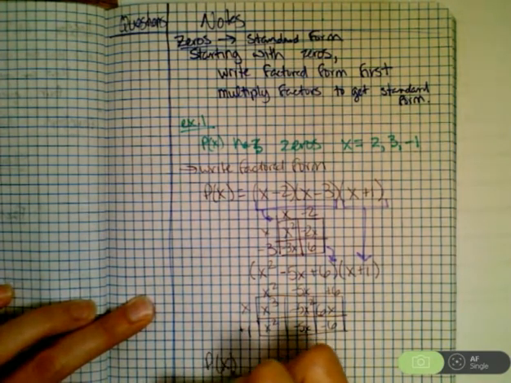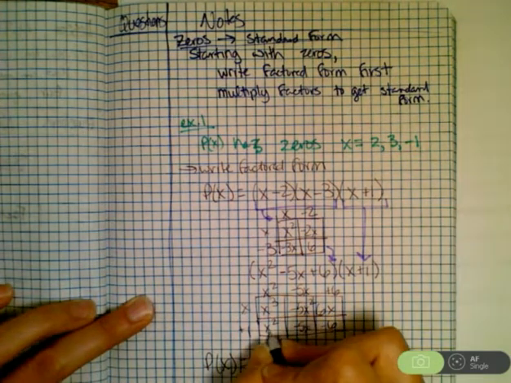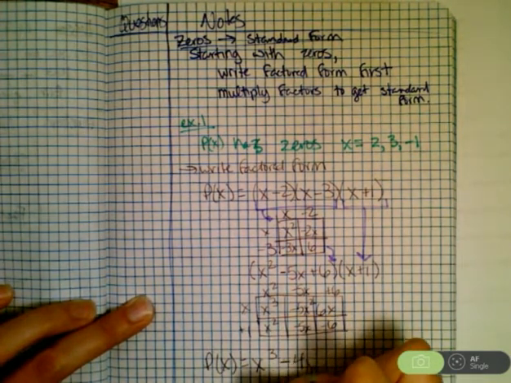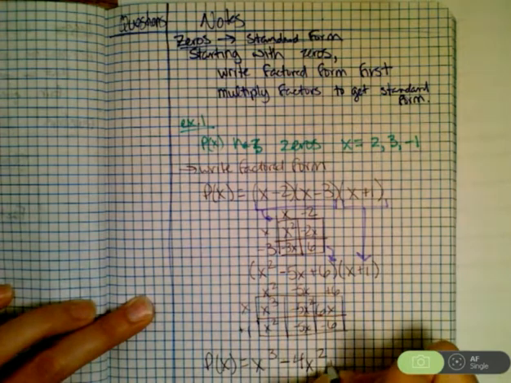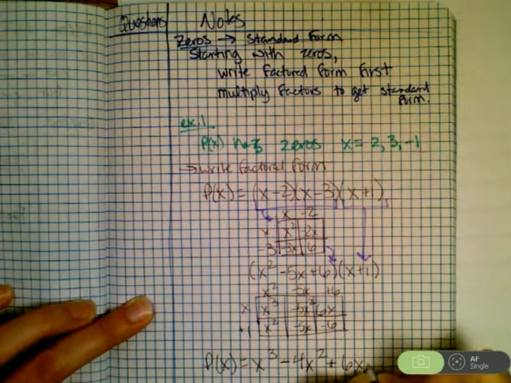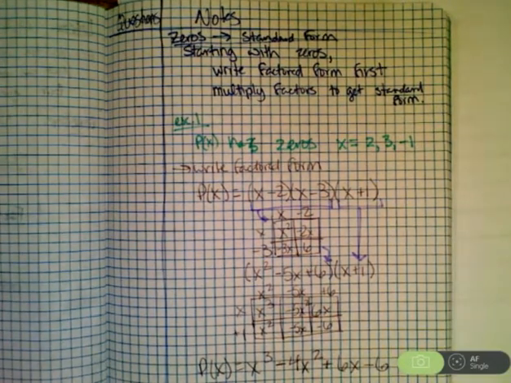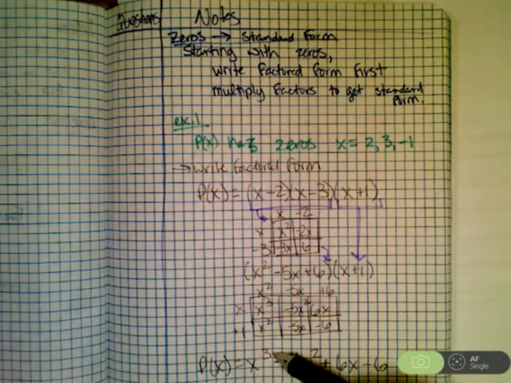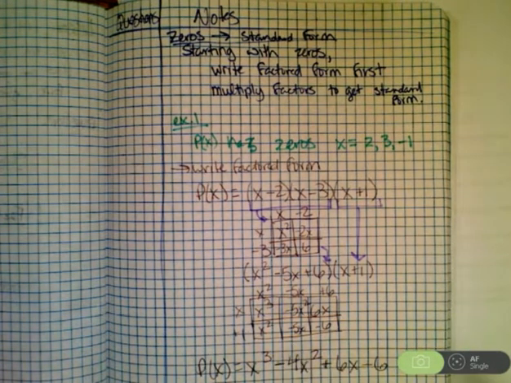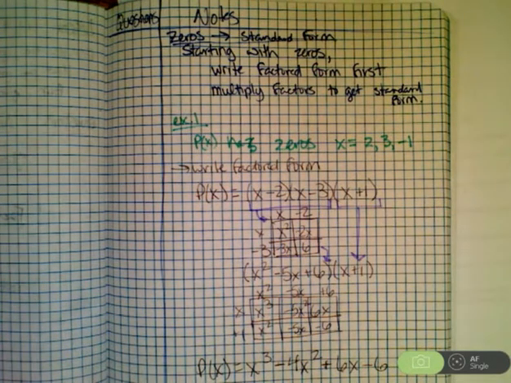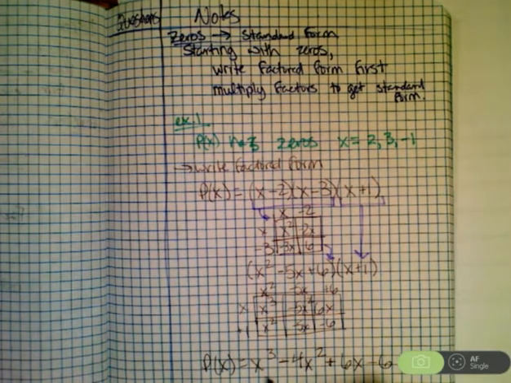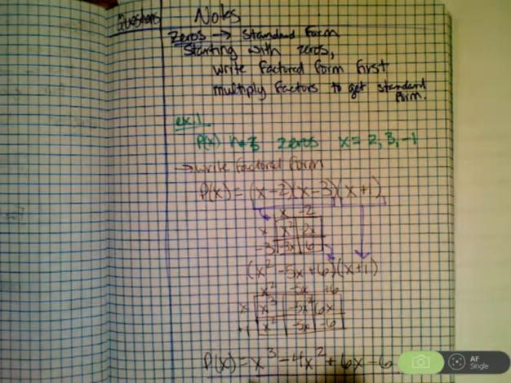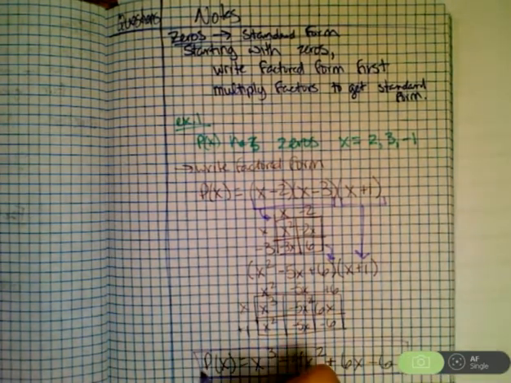So my final P of x here is x cubed minus 4x squared plus 6x minus 6. And that's my standard form. Because I had 3 factors, I would expect my degree to be 3, so that makes sense. Okay, so this is how we get from factored form back to standard form. So here is the standard form for that equation.